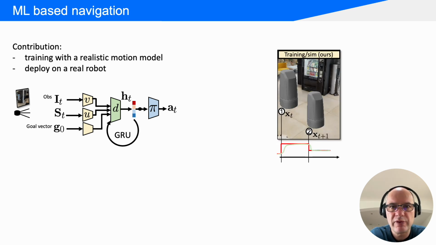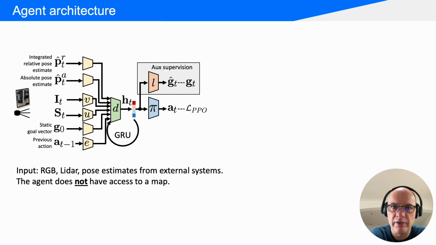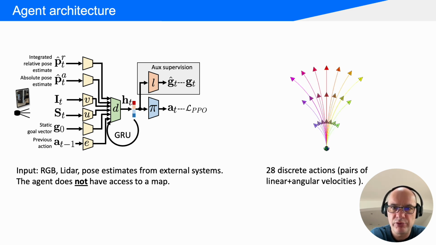In this work, we equipped the Habitat simulator with a precise robot motion model identified from real robotics data. The agent learns to correctly anticipate future states, accelerating, braking, turning, etc. Our agent takes RGB and LiDAR scan inputs as well as position estimates from external systems. The agent does not have access to a map. It predicts linear and angular velocities discretized into 28 classes.